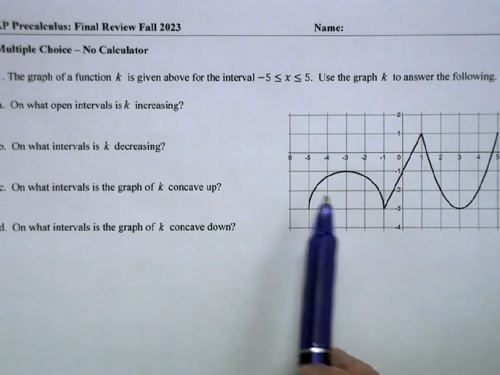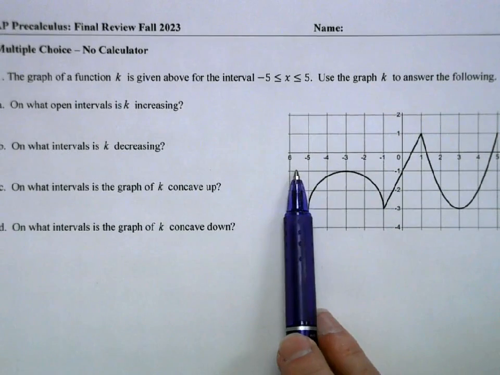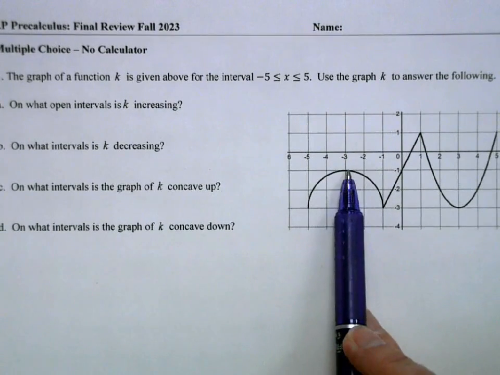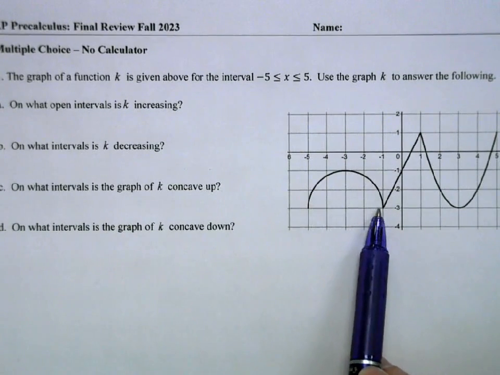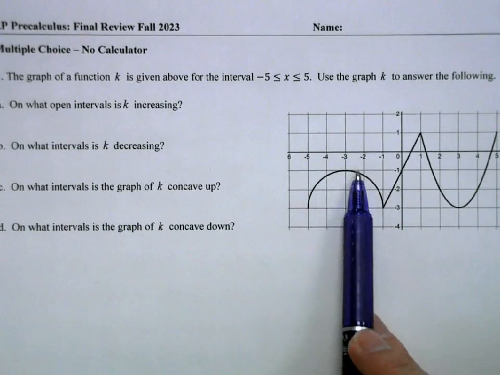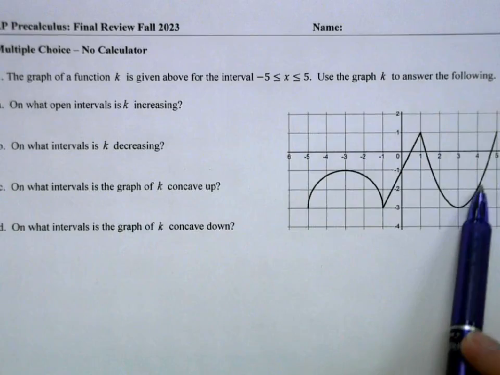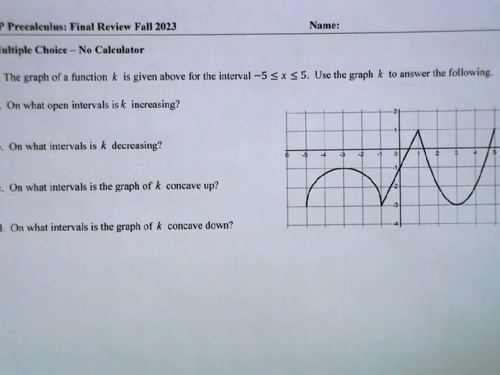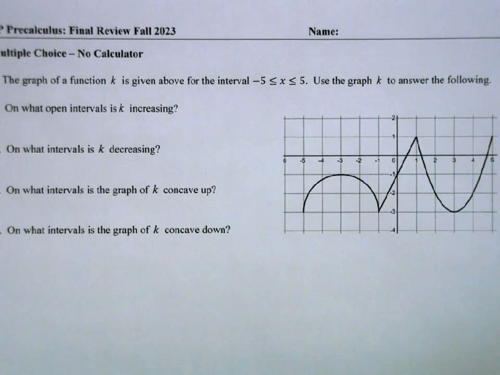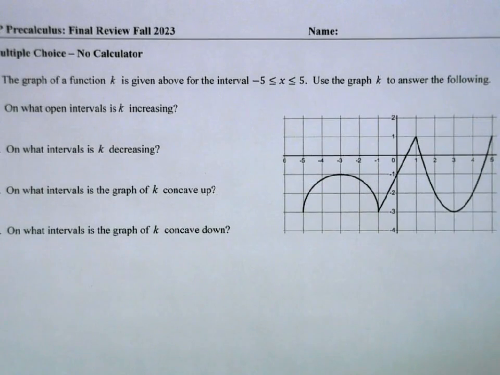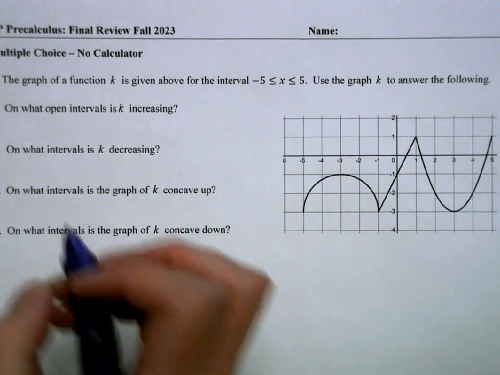So increasing. As we read the graph going from left to right, if the graph is going up, it is increasing. If the graph is going down, it is decreasing. So we're increasing, decreasing, increasing, decreasing, then increasing. Our intervals: we had 3 increasing intervals. The test is going to be multiple choice, so you just have to recognize the correct answer.